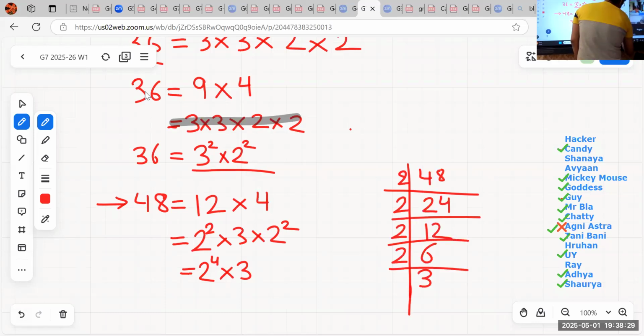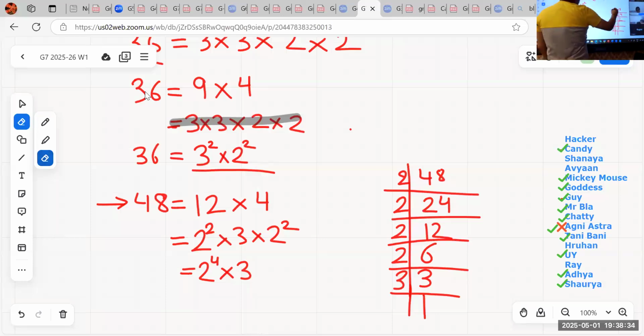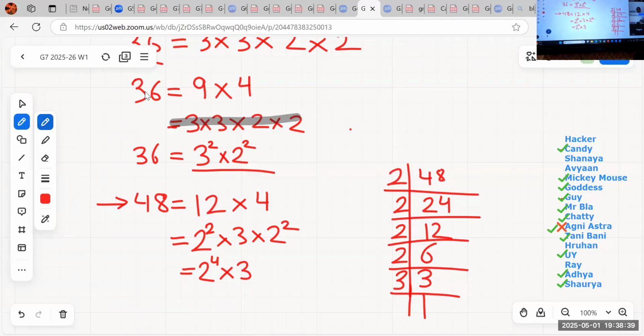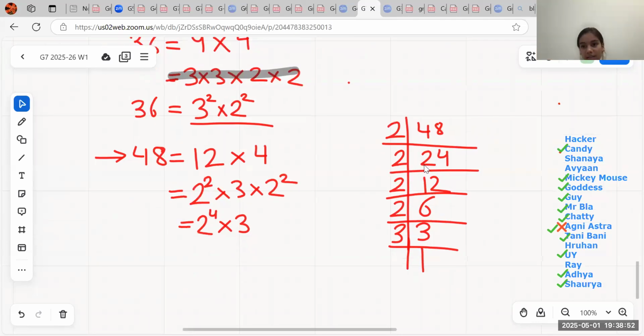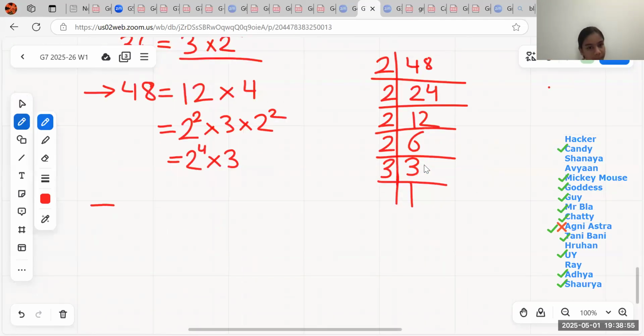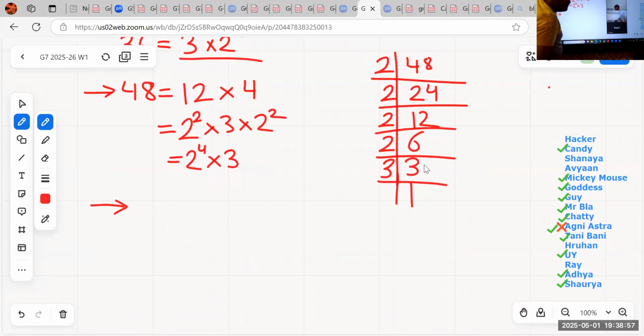So you can always do the prime factorization by the ladder method. All right, guys. Aganya, any problem in this? No, sir. Shania and Hacker, what was the problem? I got disconnected. Miss Hacker, what's the problem? Next is 420.